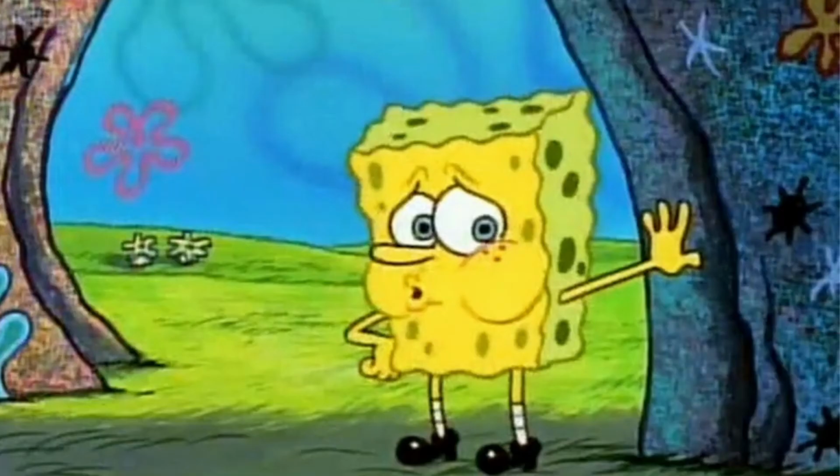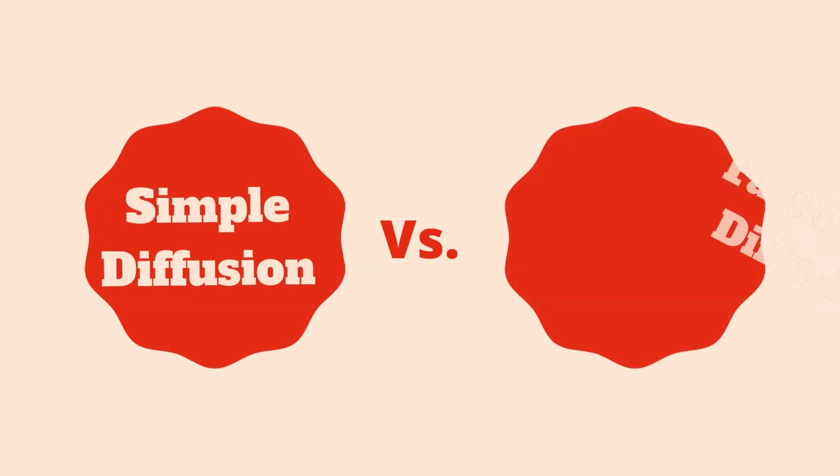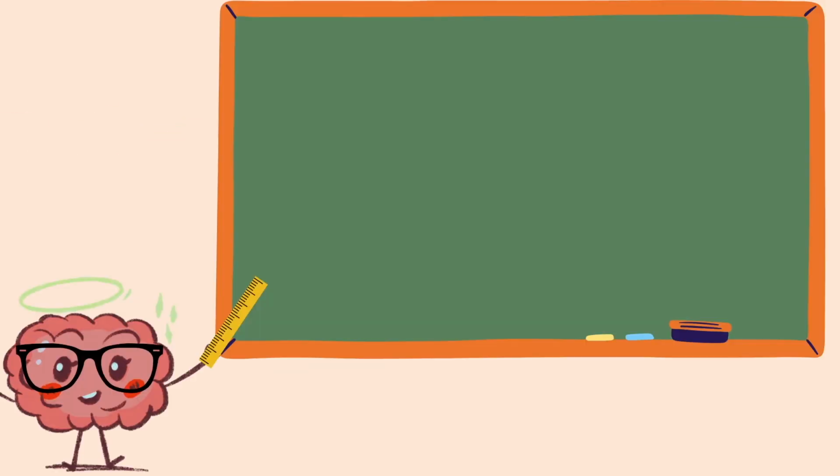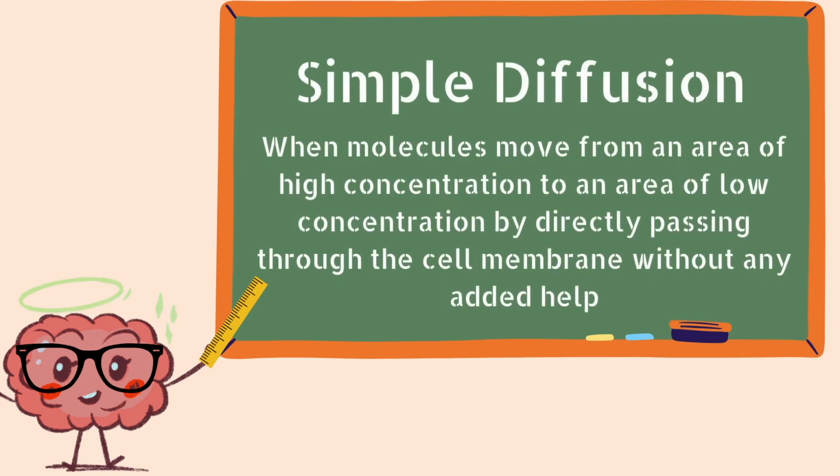Wow, that was a lot. Okay, stay with me. Next, let's talk about the two types of diffusion. Simple diffusion is when molecules move from an area of high concentration to an area of low concentration by directly passing through the cell membrane.